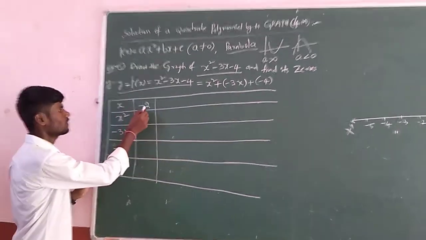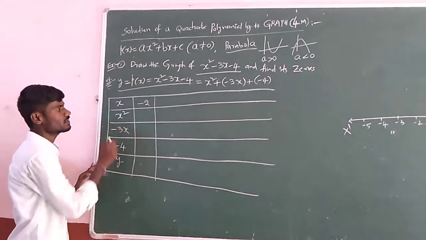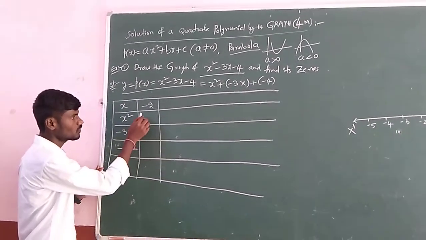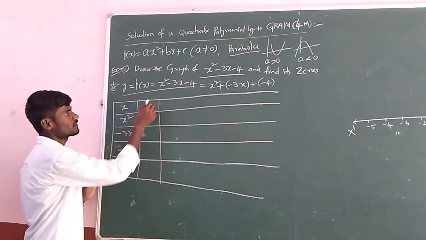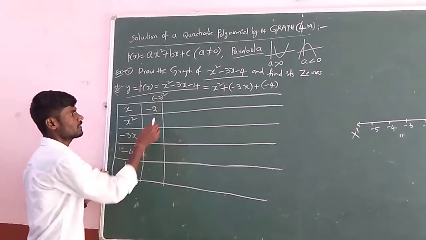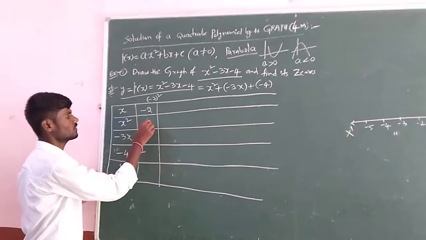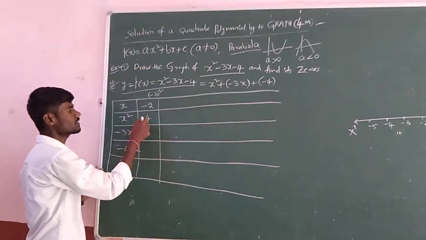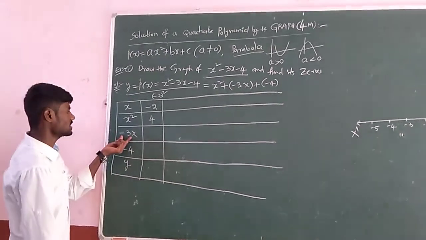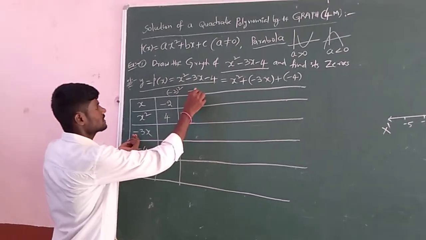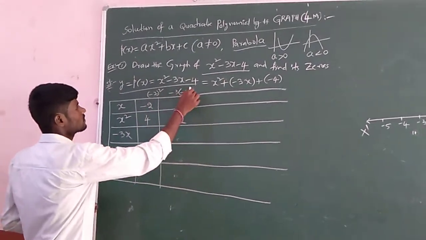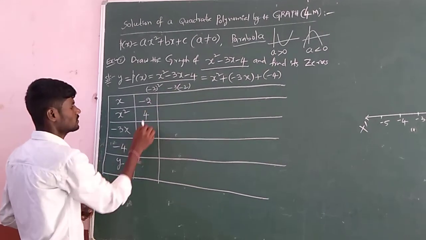So x is minus 2. Here x square means minus 2 whole square. Because of the even power, minus 2 whole square is nothing but 2 square, which is 4, we know that. Because of the even power, that becomes plus 4. Next, minus 3x. Minus 3x means minus 3 times the x value, which is minus 2. Minus into minus is plus, 3 times 2 is 6.